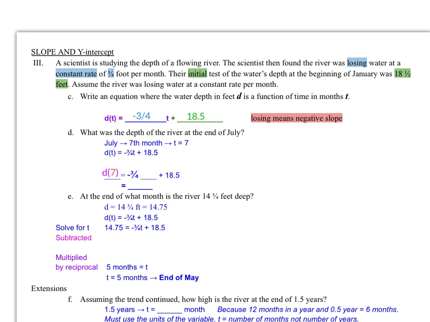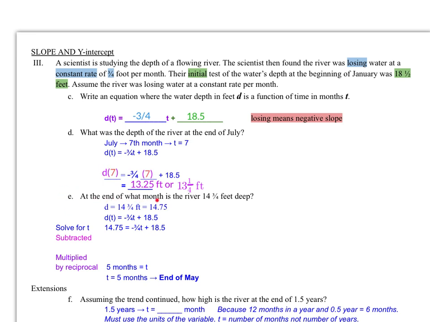This becomes negative 3/4 times 7. All you're going to do then is negative 3/4 times 7 plus 18.5. Type it in your calculator exactly like it says, just the right side. We don't worry about the left side. Negative 3 divided by 4 times 7 plus 18.5 is 13.25 feet, or 13 1/4 feet. That would be my depth of the river at the end of July. This is that given X idea. What is Y idea?